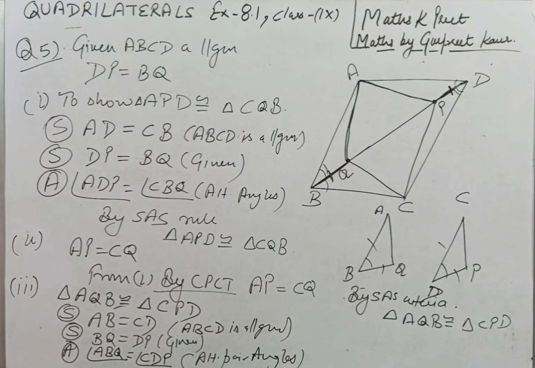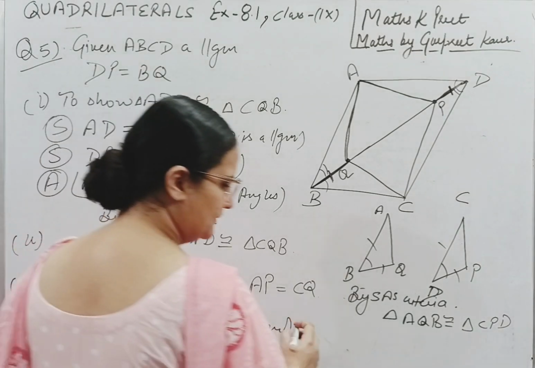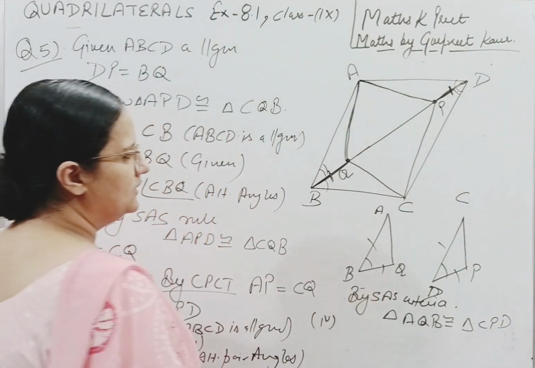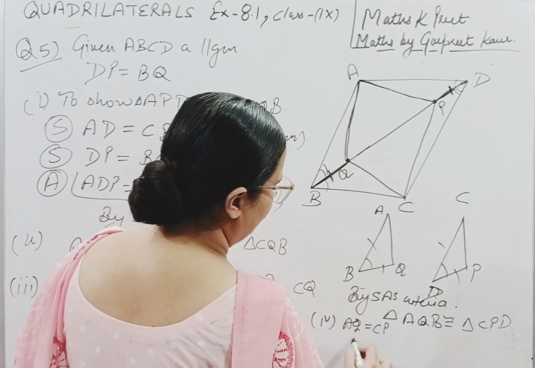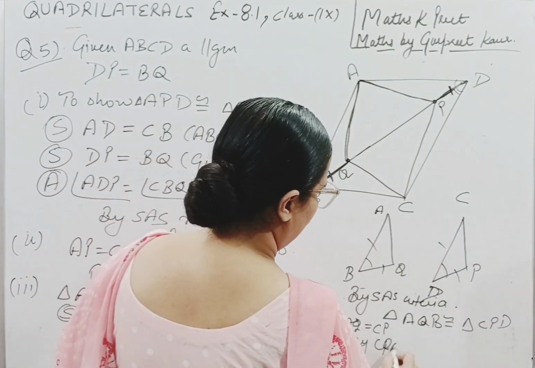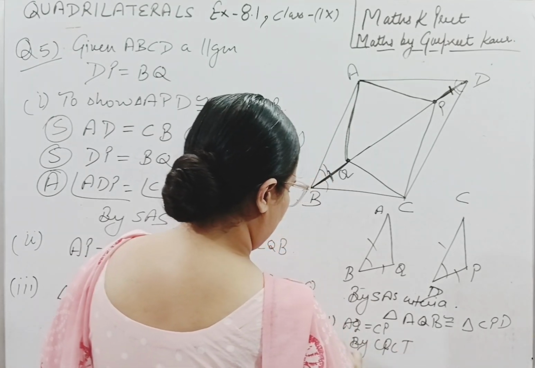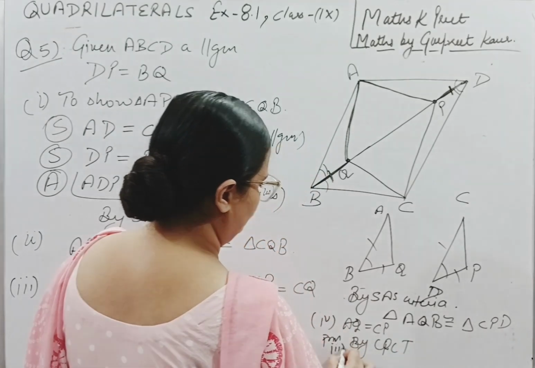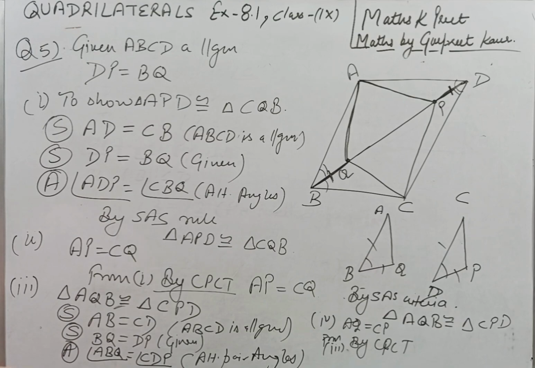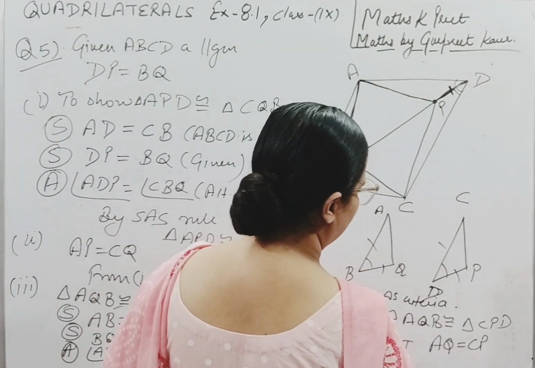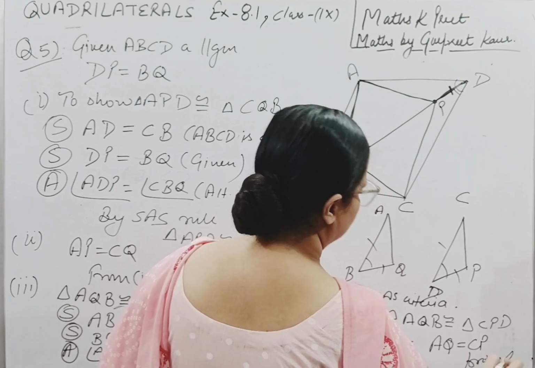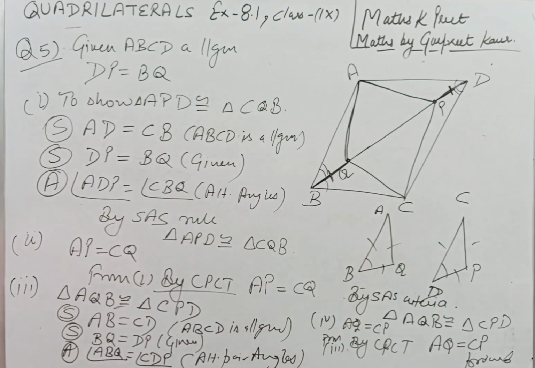Okay. So number 1, number 2, number 3 and number 4 are almost similar. In the fourth part, we have to show that AQ is equal to CP. Therefore, from part 3 by CPCT, the third side is equal. AQ is equal to CP. Proved. So these were the proofs for the first 4 parts.